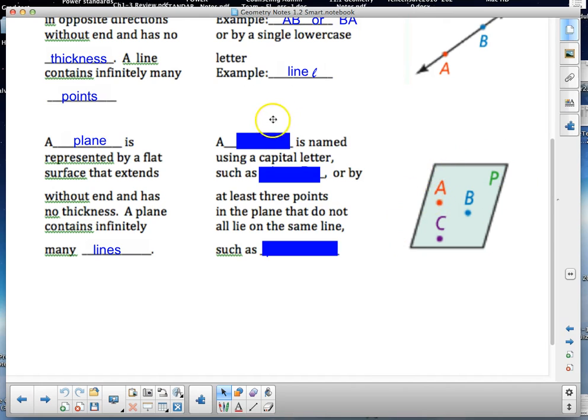We can use 3 letters. Let me click on this. A plane is named using a capital letter such as plane P. This is plane P, a capital letter without any symbols around it. Or by at least 3 points. Did you see that? At least 3. Could be 4, but at least 3 points in the plane that do not all lie on the same line. So they have to be non-collinear. They are not collinear, such as plane ABC. So plane ABC, or just plane P. Notice ABC are represented as points, and plane P is just the name of the plane.